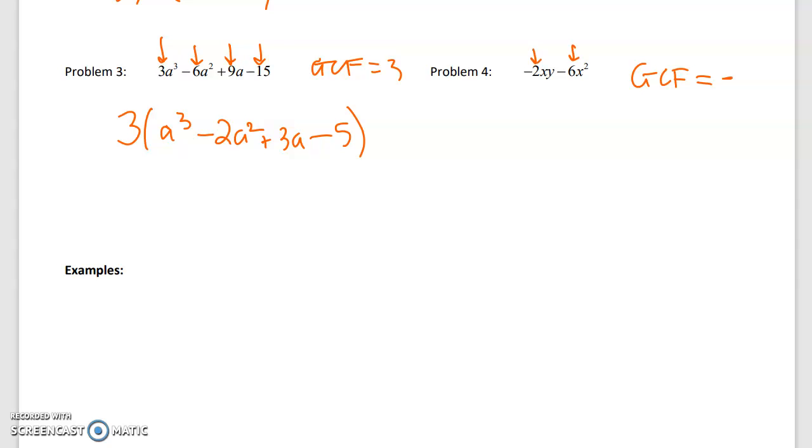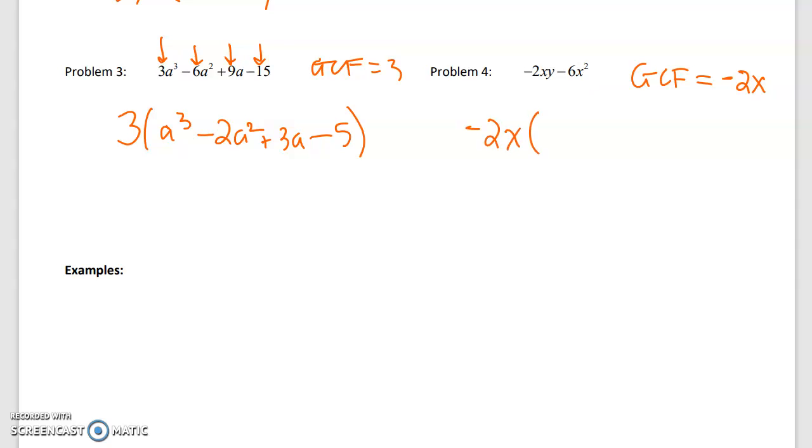2 and 6 are both even, and so they're both divisible by 2. Now, this has an xy and this has an x squared. And so that means y is not going to be in my GCF because both terms don't have a factor of y. They do both have an x. So I'm going to include that in my GCF, and my lowest exponent on the x is x to the first power. So my GCF here is negative 2x.